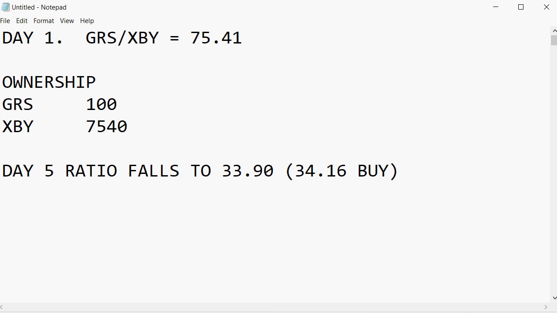What I did, and I did this for the first time since putting the data in, is I played this game. Well, the ratio would fall to 33.90, but the buy price after the rake was 34.16. So that meant before I needed 75.4 XBYs to equal 1 GRS. Now I only need 33.9, so that means its value went up. I would sell a portion of my 75.40 for that of 100.